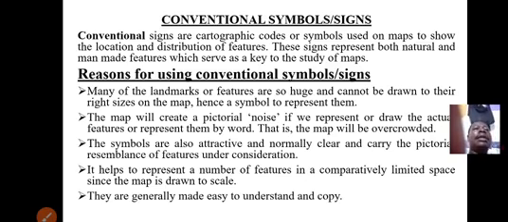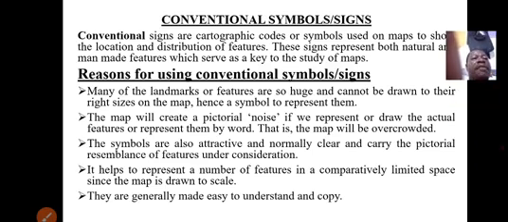You see, the landmarks or features are so huge, and we can't carry all of them and put them on paper. So there's a need to use symbols, so that the symbols will represent them on the map. Again, if you represent all the actual figures that we have on the land on the map, it will be overcrowded. That's why it's referred to as pictorial noise.